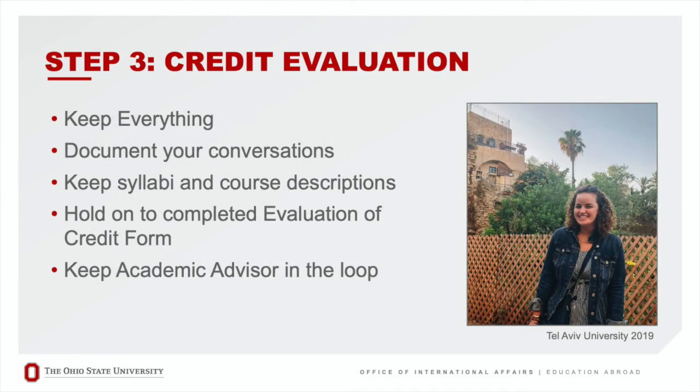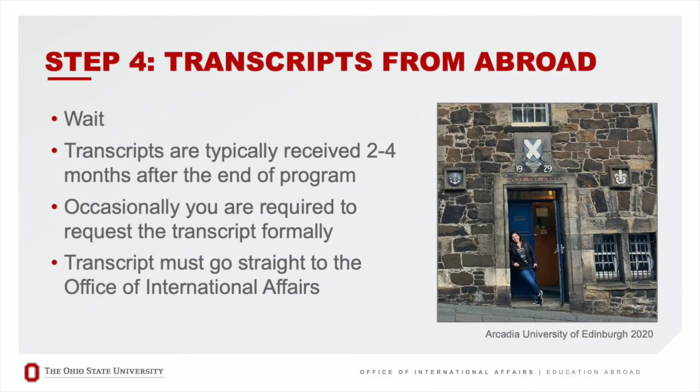Keep everything. Document your conversations, keep syllabi and course descriptions, hang on to a copy of the completed evaluation of credit form. It will never hurt to have backup copies for your own reference. Once your credits are evaluated, make sure to keep your academic advisor in the loop. You'll need their help for course permissions or petitions to graduate in the future, so it's always a good idea to keep them updated. Most of the time, all you need to do here is wait.